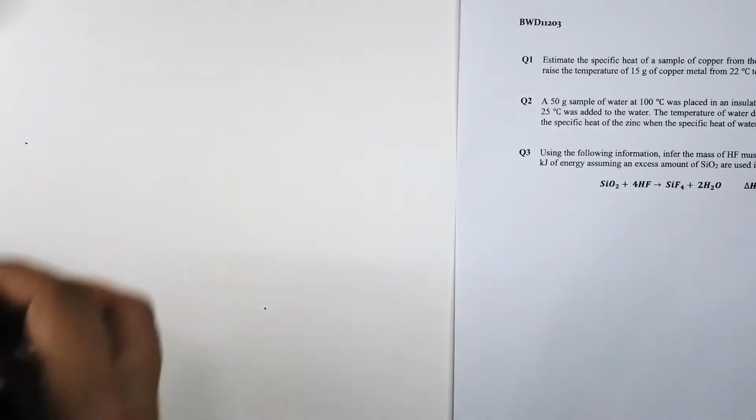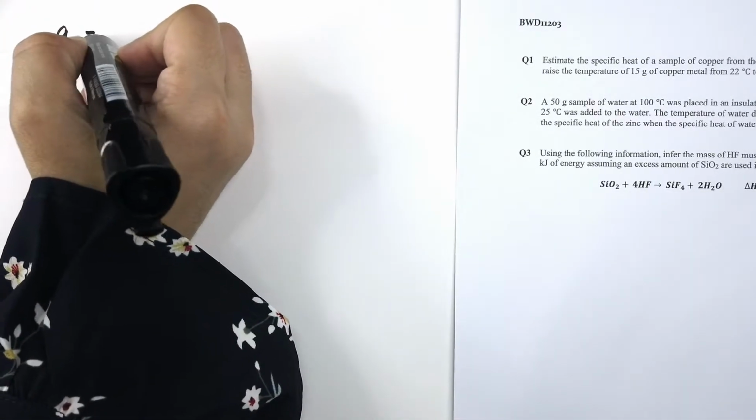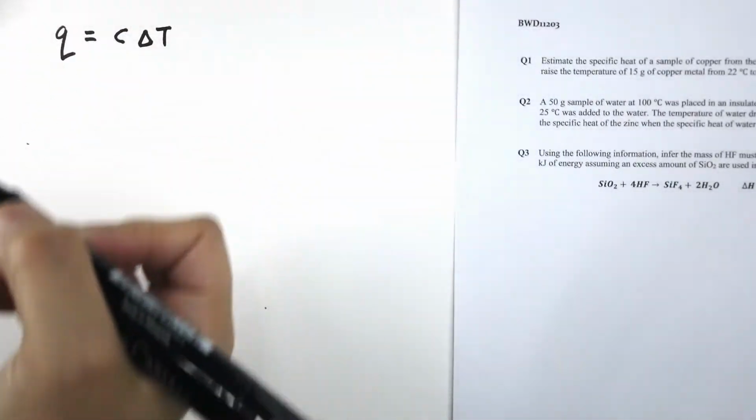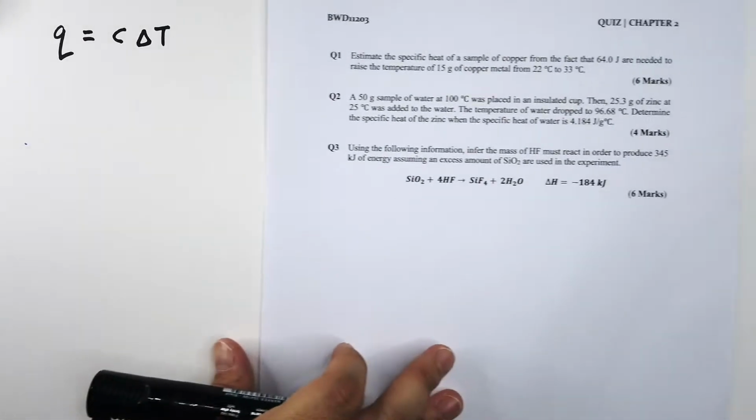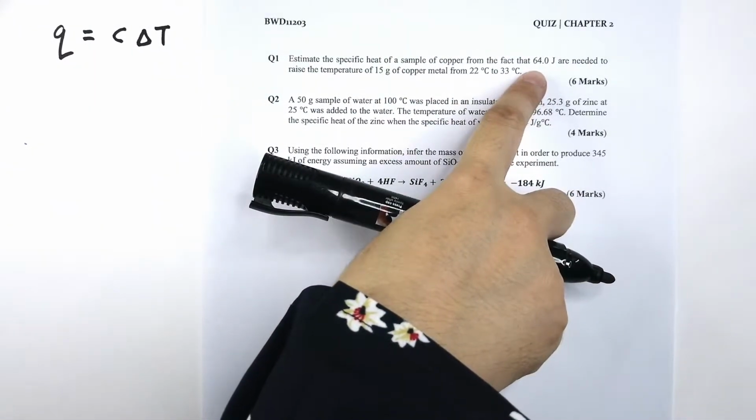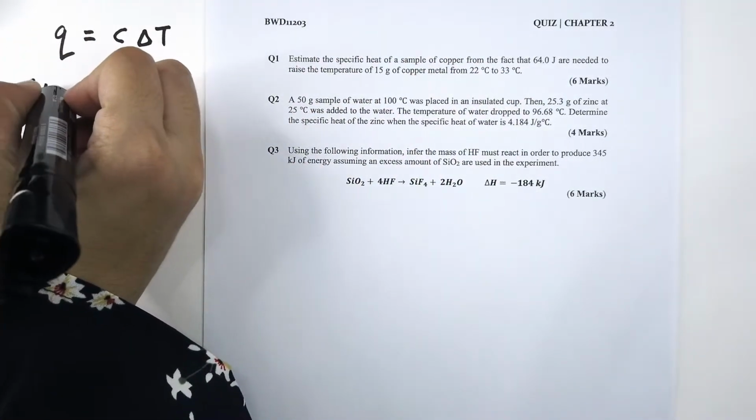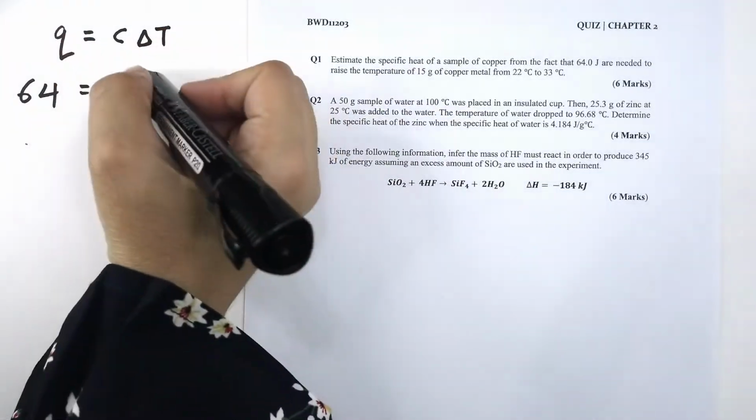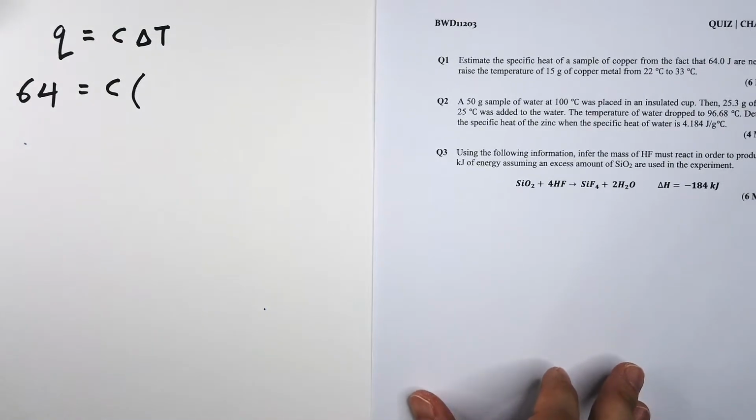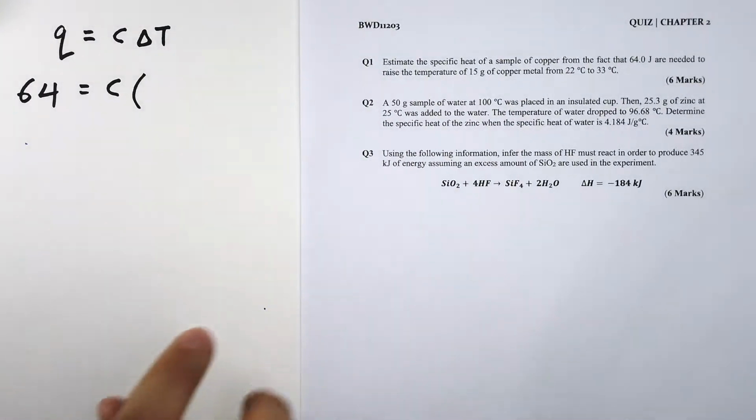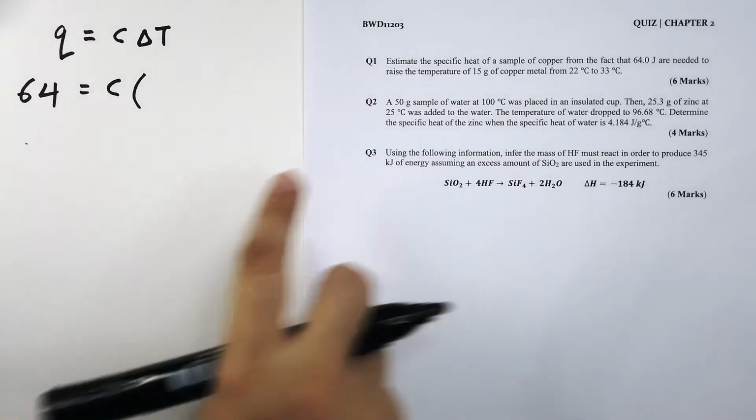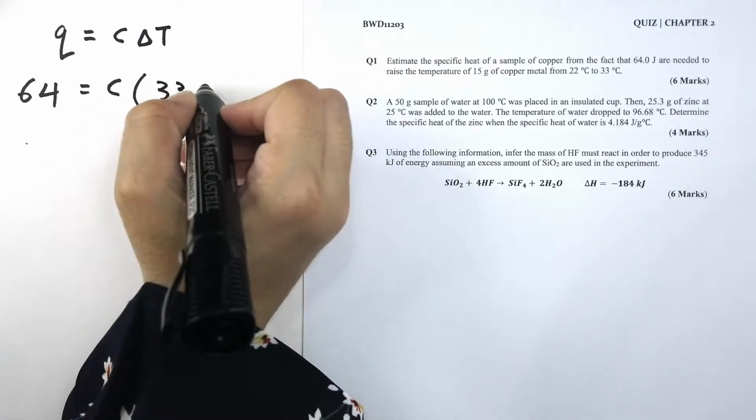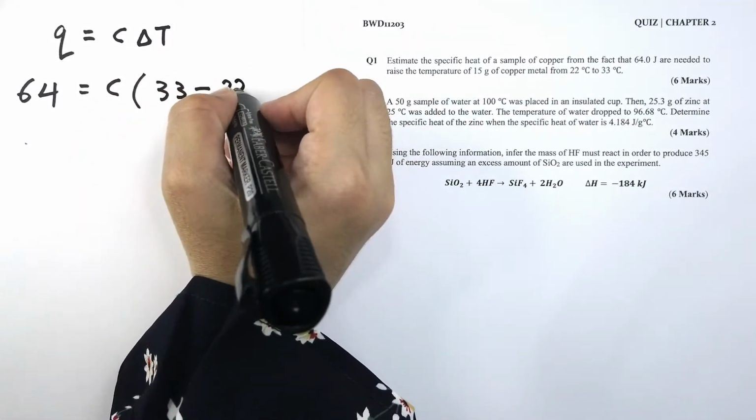You need to use the formula Q equals C delta T, where T is the temperature, and Q is given to you in the question, which is 64 joule. So Q is 64, and then you need to calculate C and delta T. Always remember that the temperature change must be the final temperature minus the initial temperature. So 33 degrees Celsius minus 22 degrees Celsius.